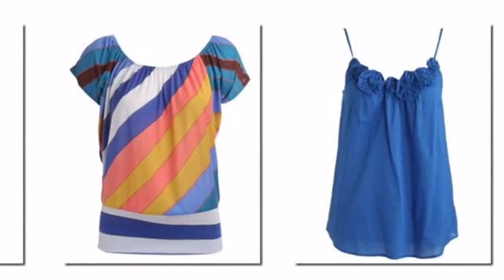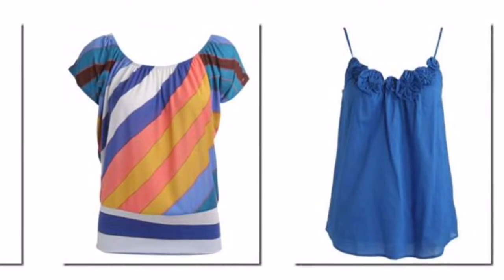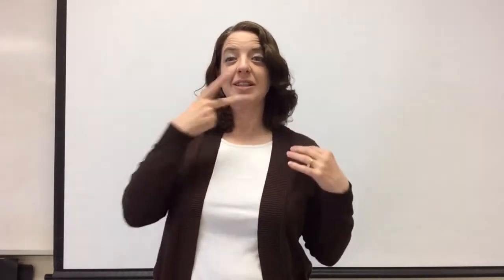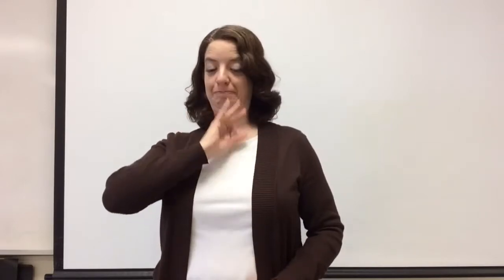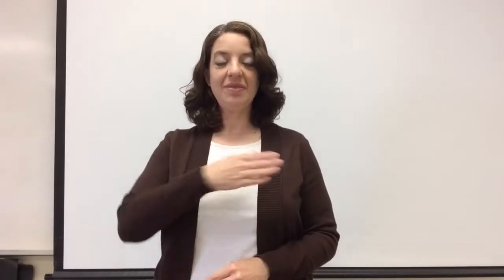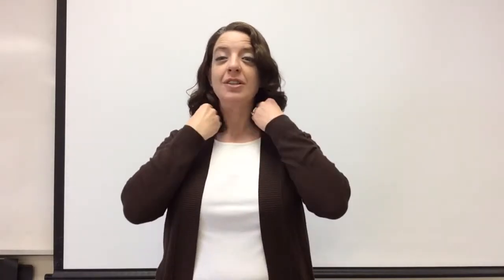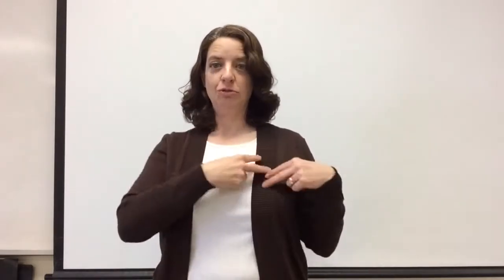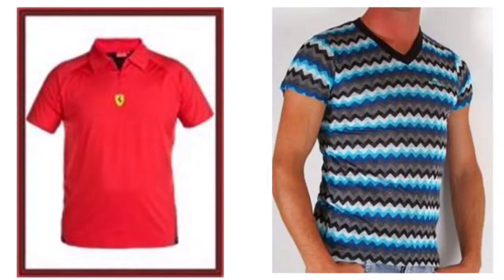So I'm using an I hand shape because they're small straps, so they need a small hand shape. Maybe you're talking about a fancy men's dress shirt with a collar and buttons down the front. Like this shirt is pink, the collar's white, it's a button down the front. The next one is a polo shirt. It's red, it has a collar and just 3 buttons. So this one is a V-neck with blue chevrons on it. Here's how it looks.